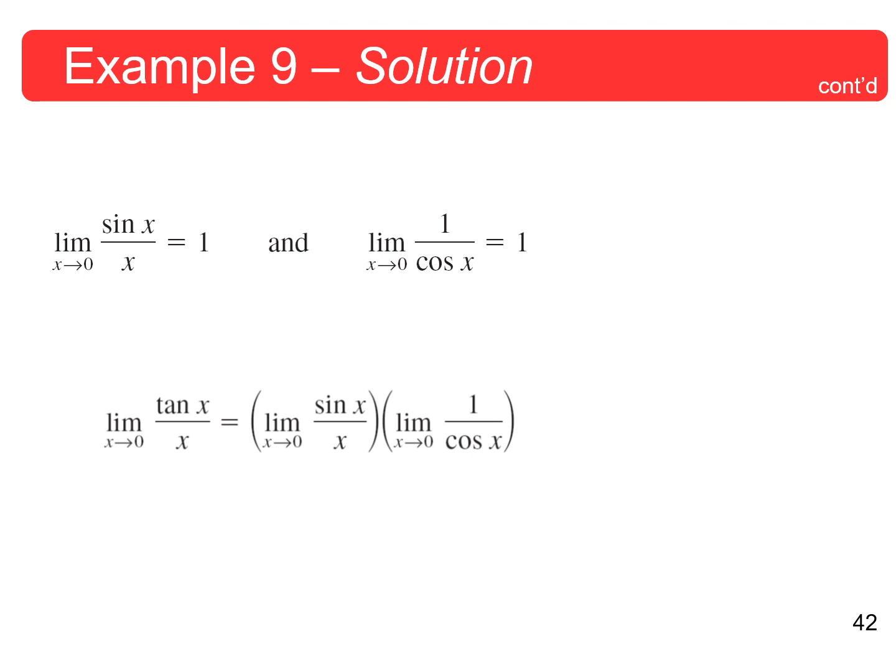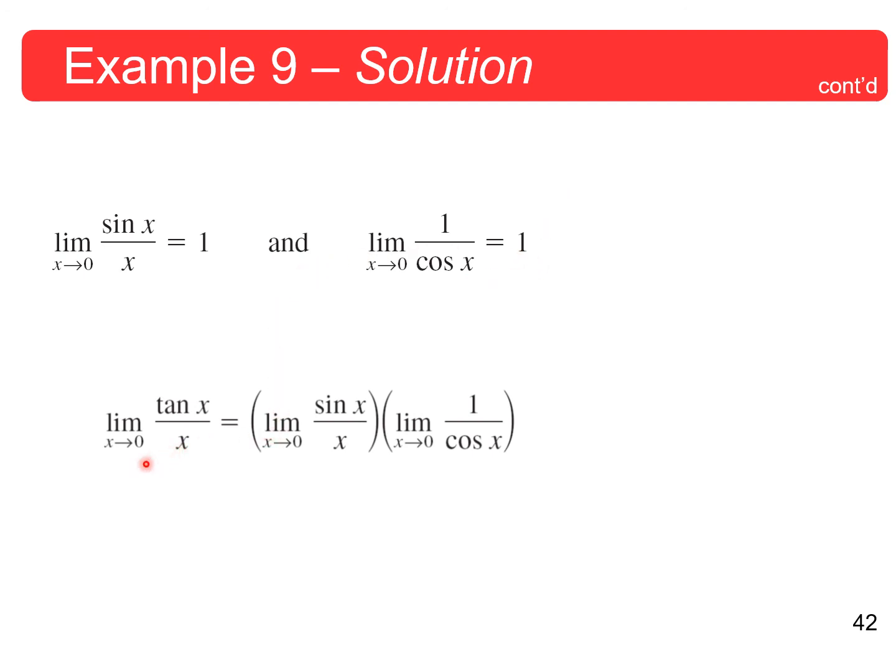Now, from the previous theorem, we've seen that the limit of sine x over x as x approaches 0 is just equal to 1, so we'll just accept this to be true. And then we can evaluate the limit of this expression. The limit of 1 over cosine x is just equal to 1, because cosine of 0 is also equal to 1. So you have 1 over 1, which is equal to 1.